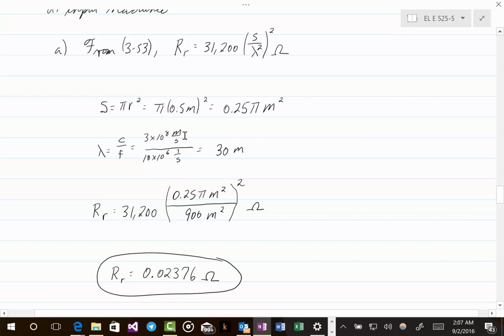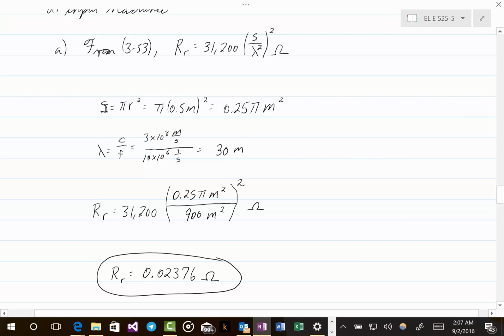C is 3 times 10 to the 8th meters per second. F is 10 megahertz, so that's 10 times 10 to the 6th inverse seconds. So we have inverse seconds in the bottom canceling with the inverse seconds in the top, and all we're left with is meters in the top, and that looks great because after all we're calculating a wavelength, so meters does look like the correct unit. And then 3 times 10 to the 8th divided by 10 times 10 to the 6th is 30. So the wavelength is 30 meters.